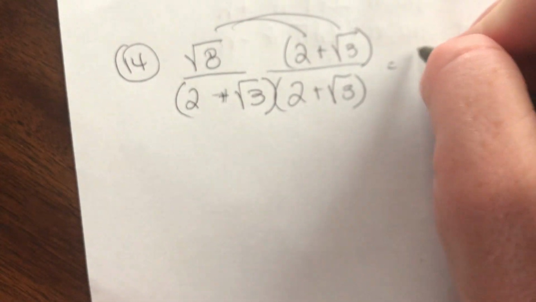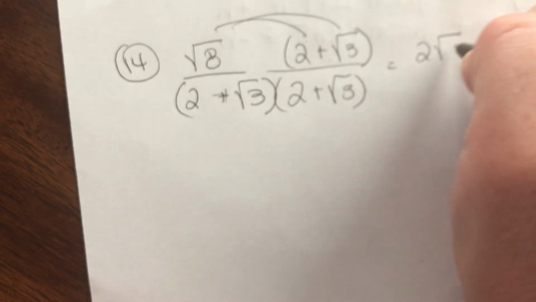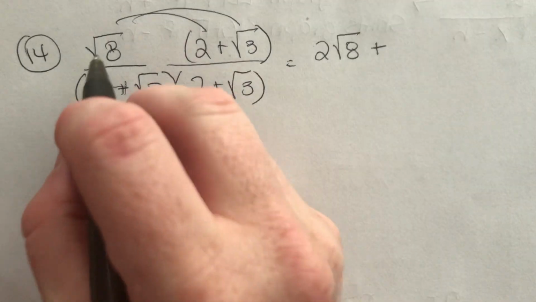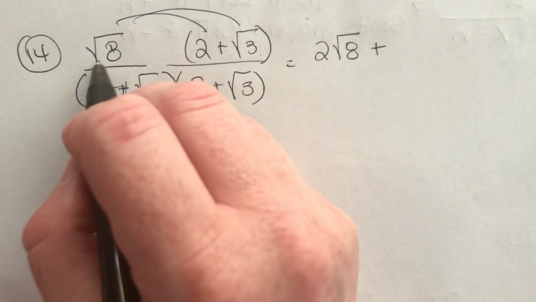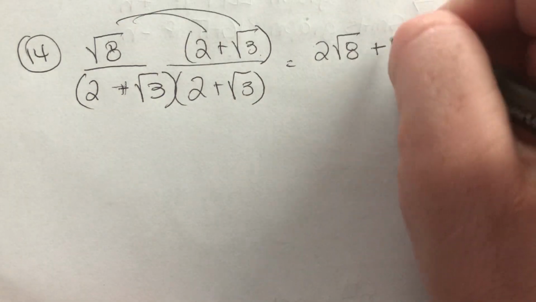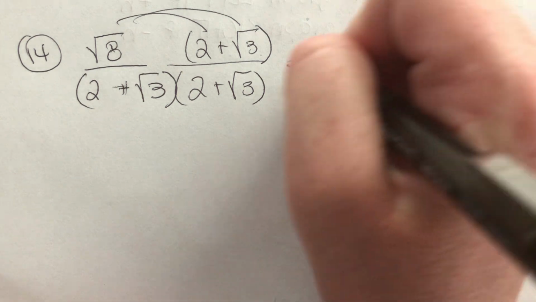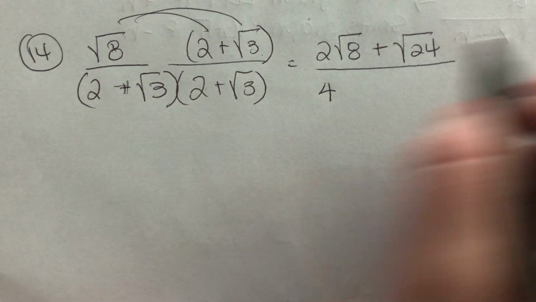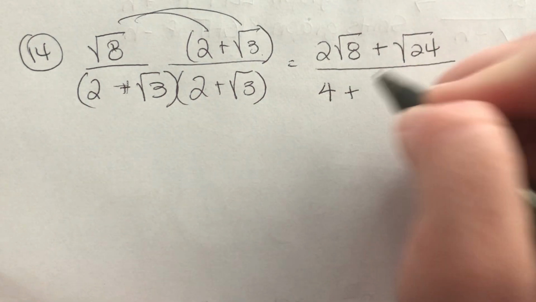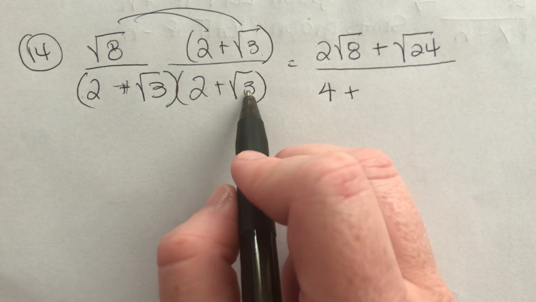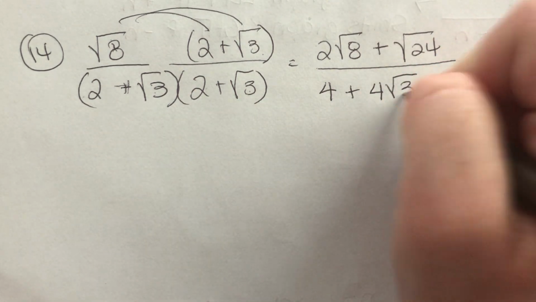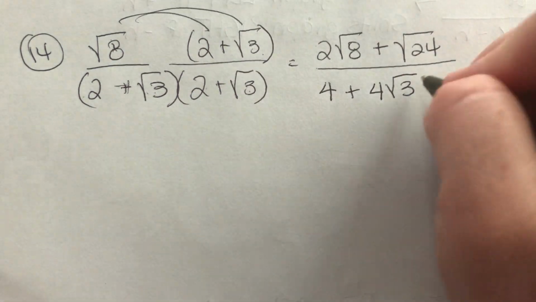Okay, so first thing I'm going to do is distribute the top. So square root of 8 times 2 is 2 square root of 8. Bring over that plus sign. Square root of 8 times square root of 3, I'm going to keep it under the same radical. 8 times 3 is 24, all over 2 times 2 is 4. Plus 2 times the square root of 3 plus 2 times the square root of 3, which is 4 times the square root of 3, plus the square root of 3 squared.